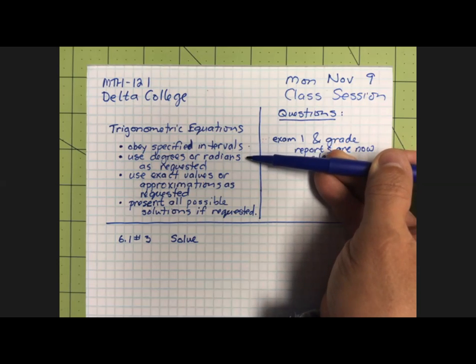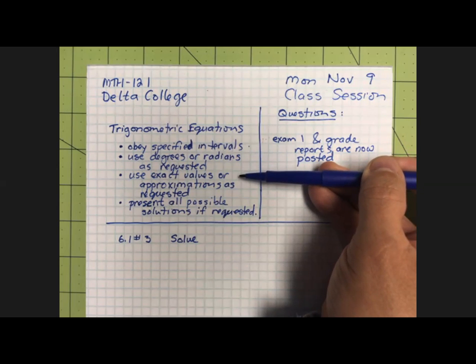Make sure that you use radians or degrees as they request. This book seems to have a habit of when he writes a theta, he asks you to give the answer in degrees, and when he writes an x or a t, he has to give you the answer in radians, but just check the directions. Use the exact values. Do not use a calculator, particularly when the problem says do not use a calculator. Do not approximate unless they ask you to approximate.